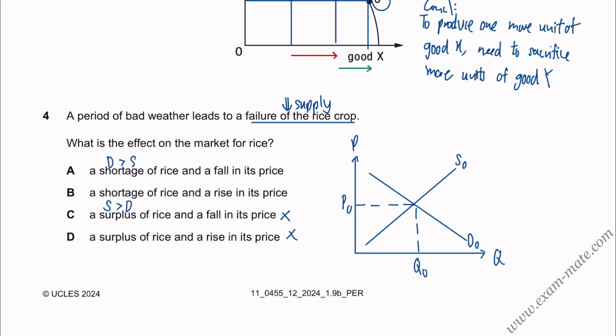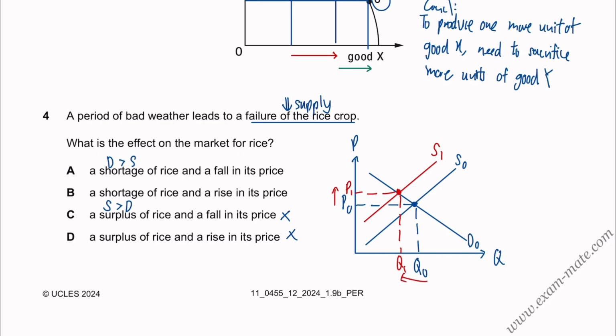This is the equilibrium point. Alright, and then now there's a reduction in supply. So this means that the supply curve will shift leftwards. So let's draw a new supply curve. Okay, so let's draw a new equilibrium point. Okay, so P1, Q1.